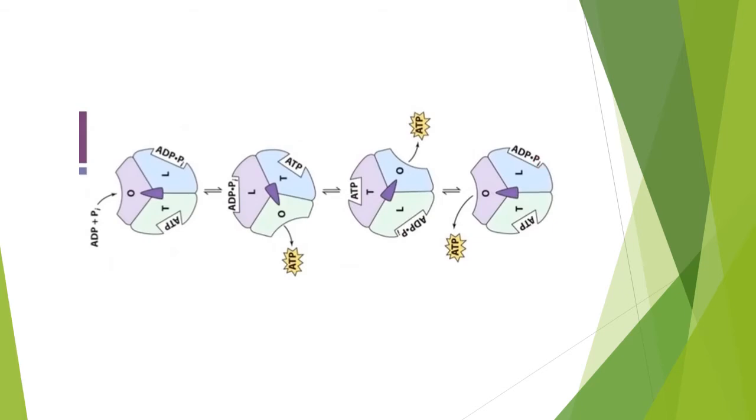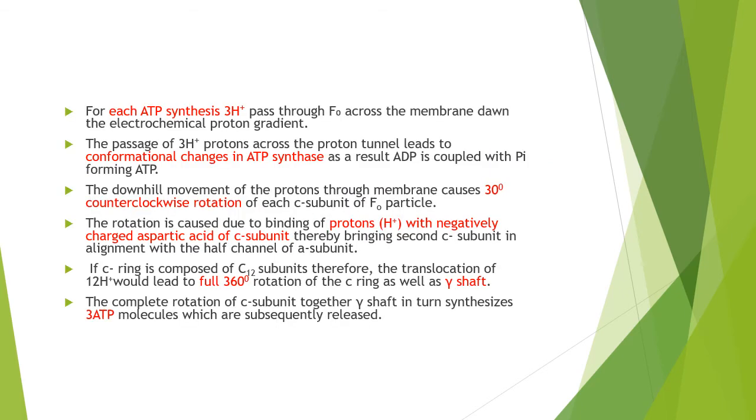So this is the main idea of the binding change mechanism: because of the central stalk, because of its asymmetric nature and because of its rotation, there is a shift in the conformations, three conformations, with the result there will be the production of ATP, and three ATP will be generated there.